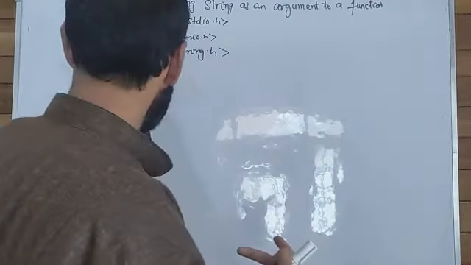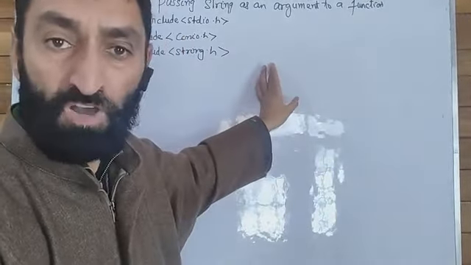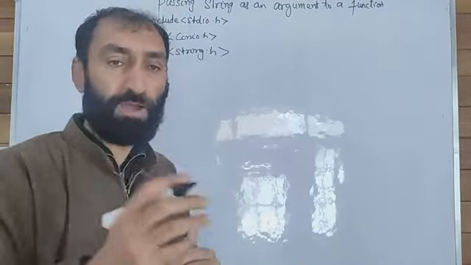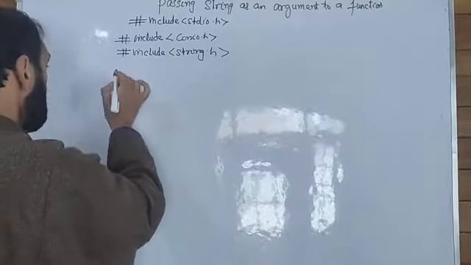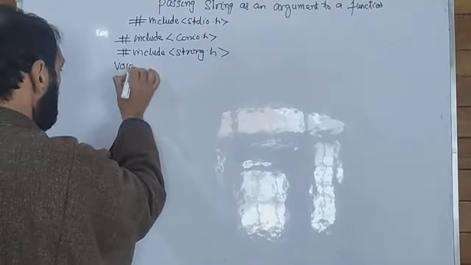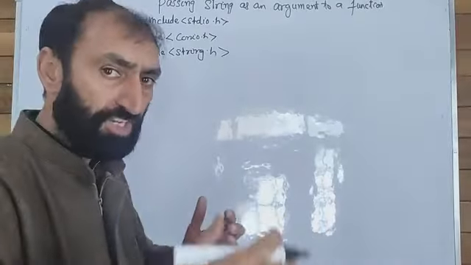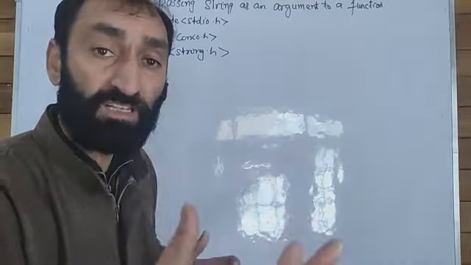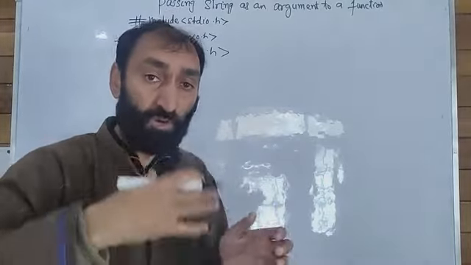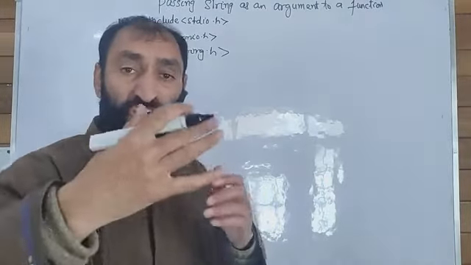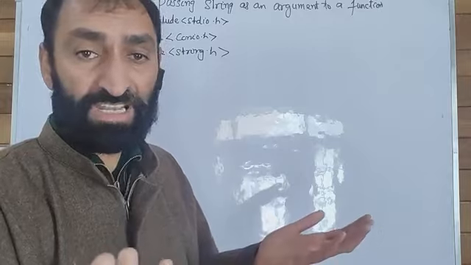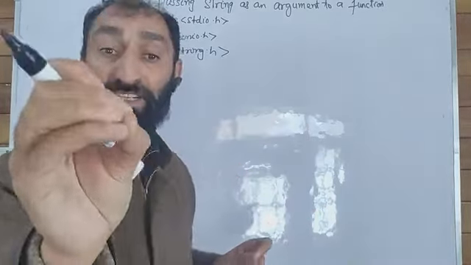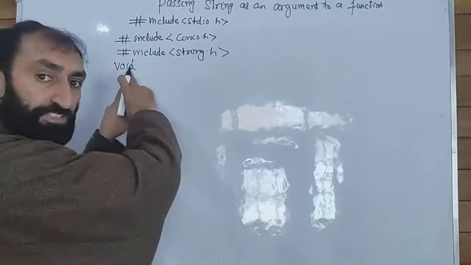So first here we will write the declaration of the function, or we can say the prototype of the function. What is the prototype? The prototype is simple, because the called function is returning nothing. We are only passing the argument, the string. So the return type is void.